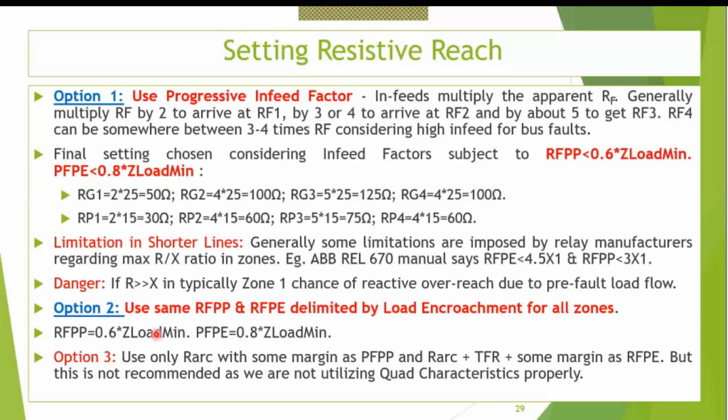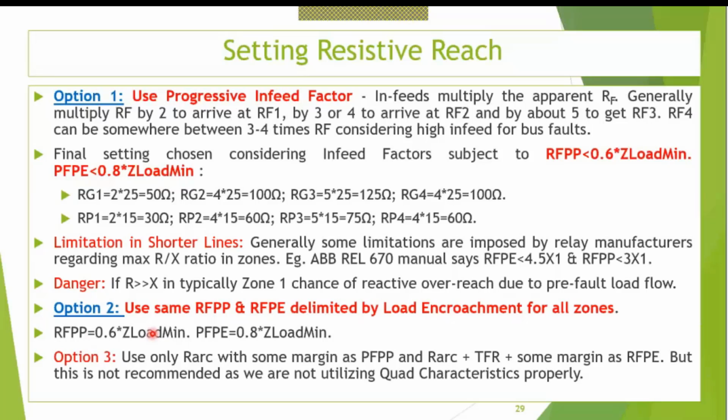whatever we calculate, the minimum value is the arc resistance, and for RFPP it is the arc resistance, for RFPE it is the arc plus tower footing resistance. That is the minimum, you cannot go below that. For the maximum part, they can do it like this. I don't need so much calculation, Infeed and all those things. My limitation in the higher part is load.